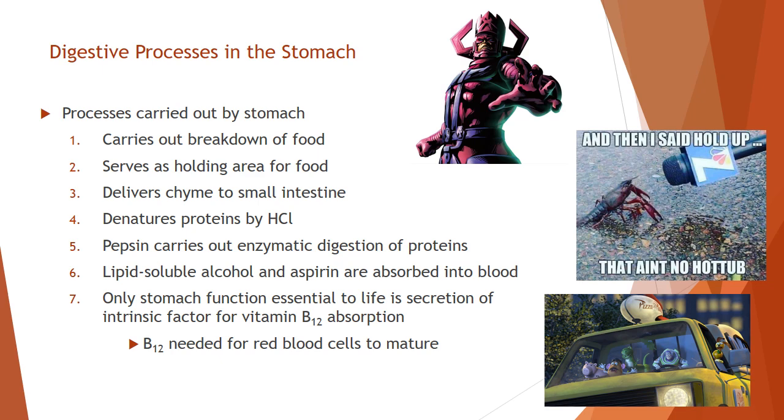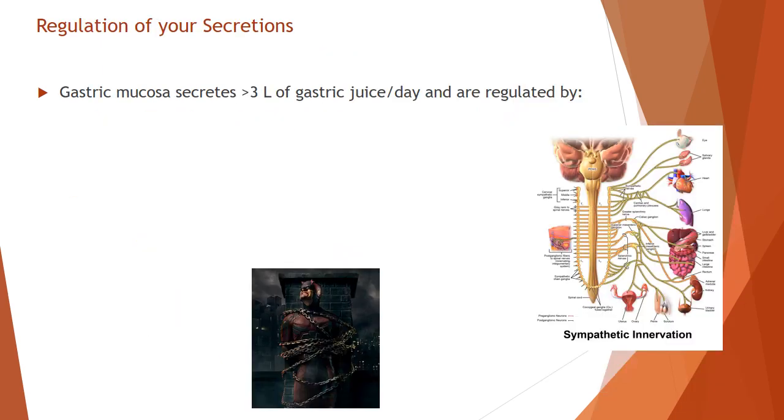It was okay. Okay, so now let's look at how the stomach can regulate secretions, right? We have this big expandable space. We eat foods, juices are made, and the mucosa secretes about 3 liters of gastric juice per day. That's a lot of juice. That is a ton of juice.